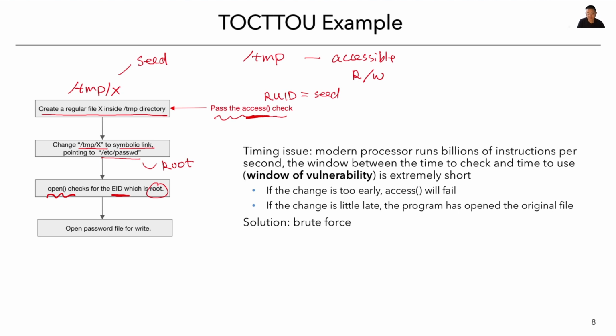So if you have a symbolic link, the operating system kernel notices this is a symbolic link. It's going to follow the symbolic link and find that this is the /etc/passwd file. Then the access will check the real UID against this file, because this file is owned by root. So the access will return an error. So the timing is very important. You must change the temp x to the symbolic link in between the time of check and the time of use.